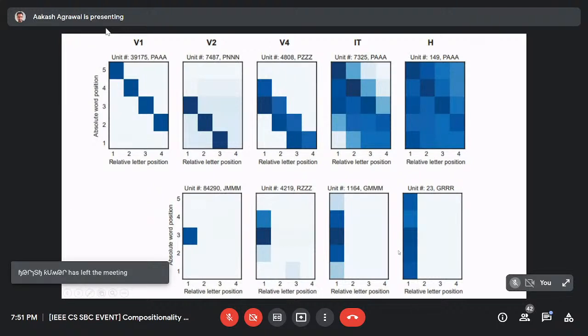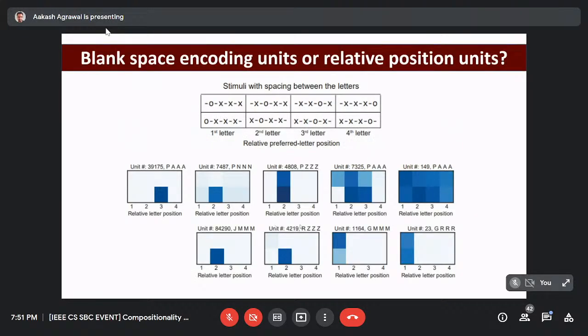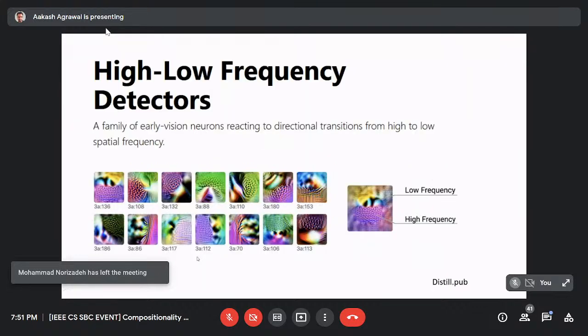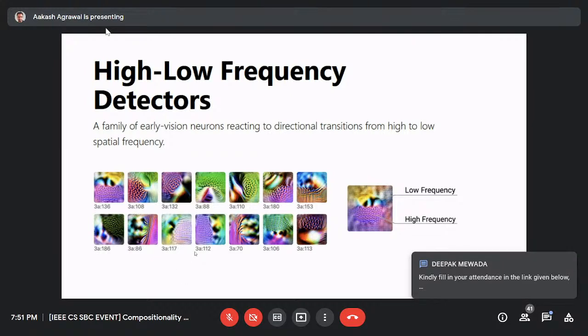And so in all of these cases, the preferred position is 3, but the receptive field size increases over time. And we could see that over here as well. But here we see that these units encode blank space, because if we introduce a blank space, they again start responding to the preferred absolute position and not the relative position 1. And so we think these could be high-low frequency detectors, like in the early areas, such that the blank space could be the low frequency and the letters could be the high frequency.